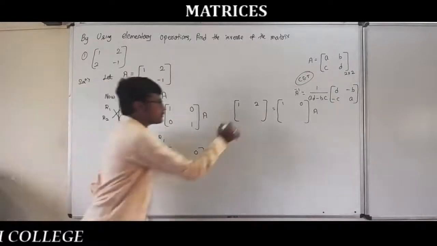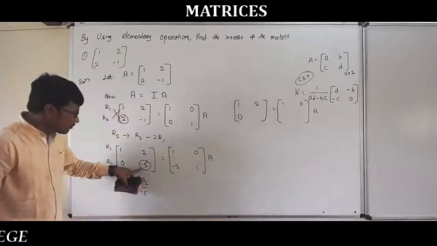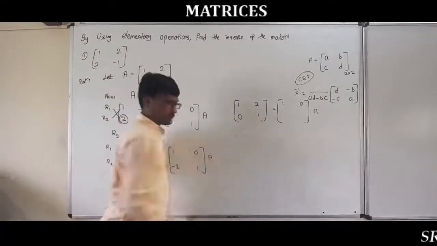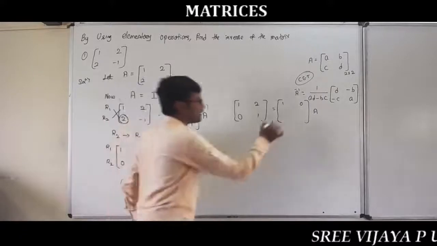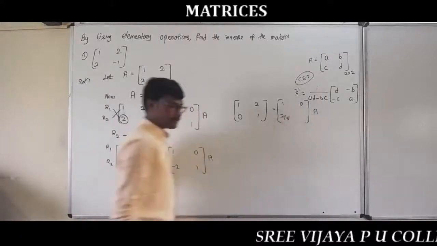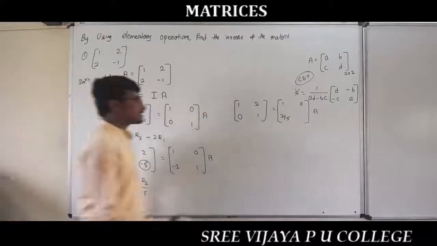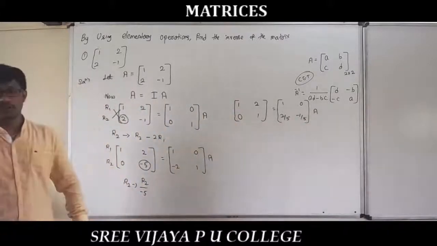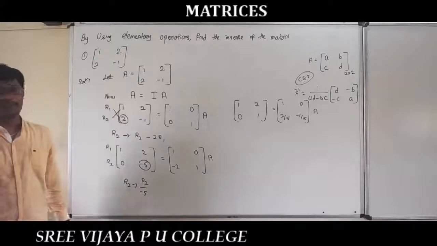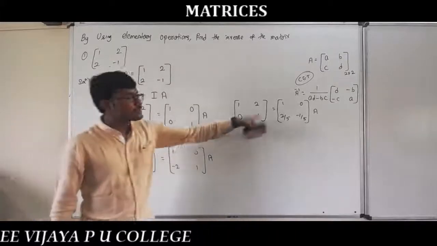0 by minus 5, 0. Minus 5 by minus 5, 1. Minus 2 by minus 5, minus minus getting cancelled, 2 by 5. 1 by minus 5 is minus 1 by 5. Got it? So this is the complete R2. So 0, 1 you got, and 2 by 5, minus 1 by 5.